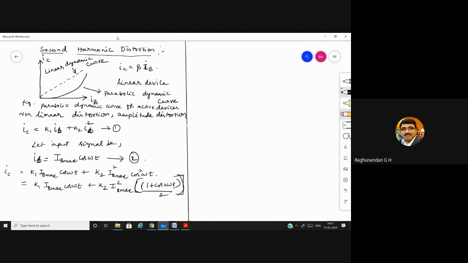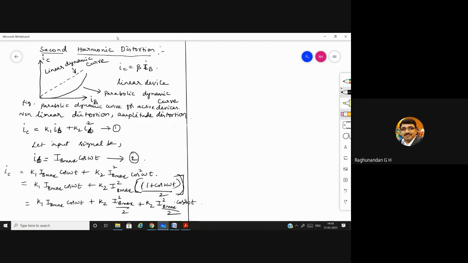Now again multiply this, we get K1 IB max cos omega t. Here IB max indicates we are considering the maximum base current to analyze, plus K2 I square B max divided by 2 plus K2 into I square B max into cos 2 omega t. So we have just multiplied, and here we will have 2.